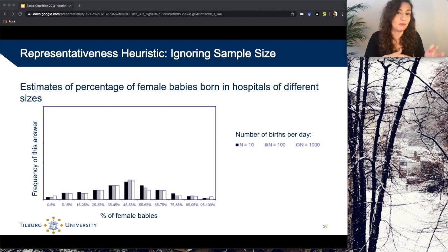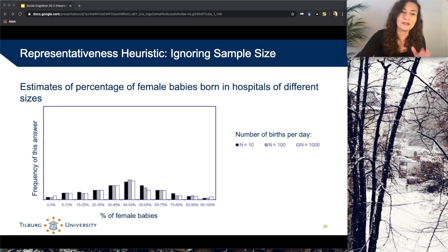Some people will say, well, female babies happen all the time, so between 95 and 100% of the time. And some people, many people, will say there's a 50-50 chance-ish of a female baby being born. And the important bit here is that we can't see a lot of difference in people's estimates of the probability of a female baby being born in hospitals of different sizes. We can't see that vary by the number of births per day.